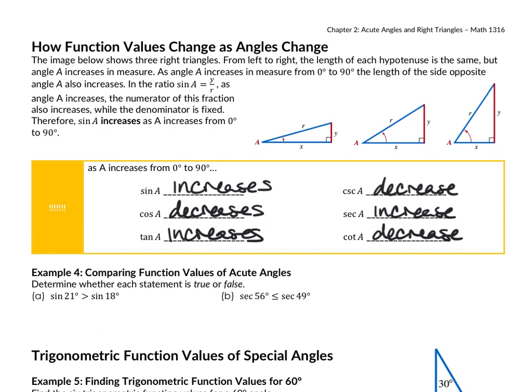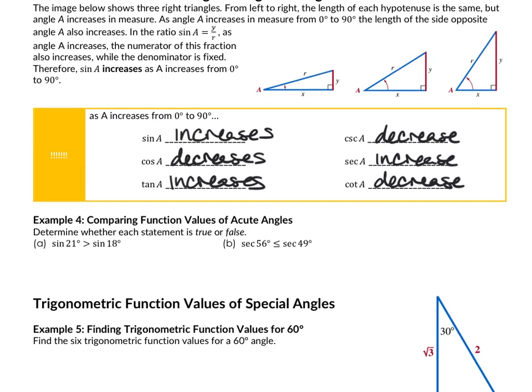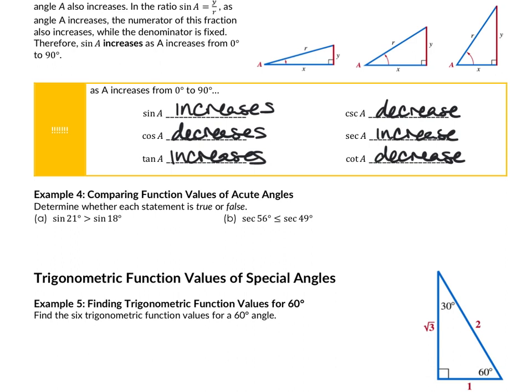Now, why this is important to know is because it allows us to give a quick check on some of our work here. In example 4, we're going to compare function values just to make sure that we know what should be bigger, what should be smaller. So we're going to determine whether each statement is true or false. For the first one, we say that sine of 21 degrees is greater than sine of 18 degrees. But we know that in quadrant 1, sine is going to increase. So we know that this number with a bigger theta should be bigger than this number. That means that this is a true statement. So a bigger theta for sine means a bigger value for sine.